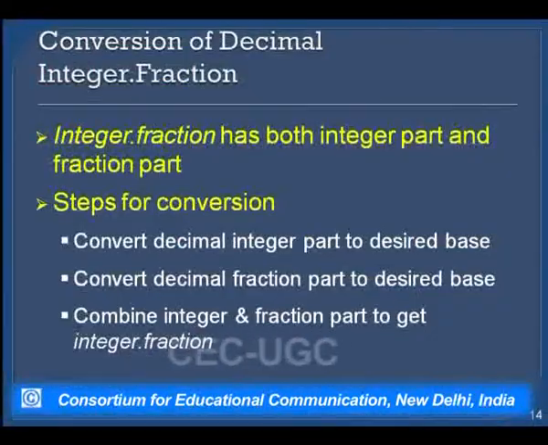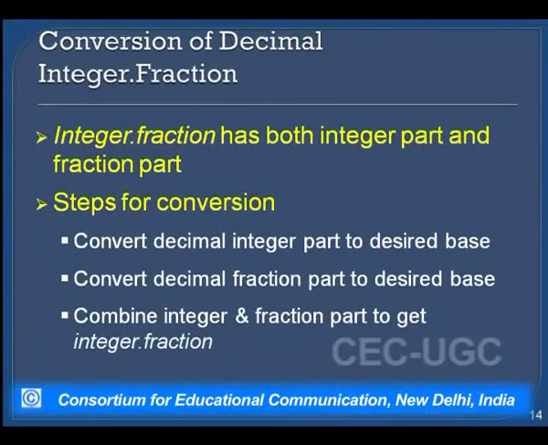When we are doing a conversion of a decimal, integer dot fraction, any decimal number may have an integer part, a fraction part, or both. So, we first convert the integer part separately into the desired base. Then we convert the fraction part separately into the desired base, and then we combine the two parts to get the answer.